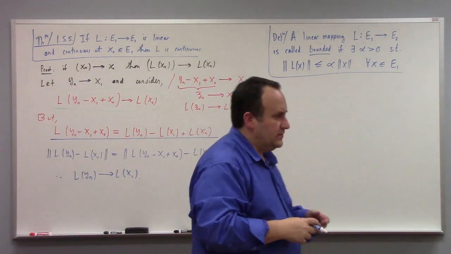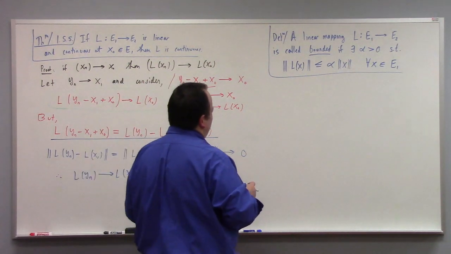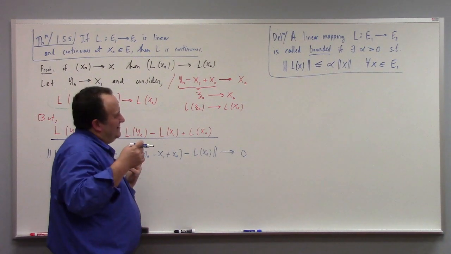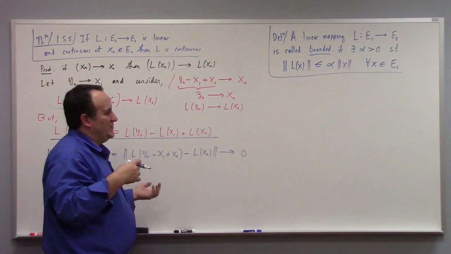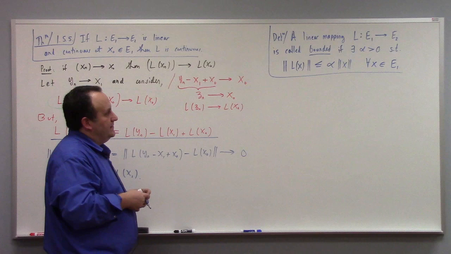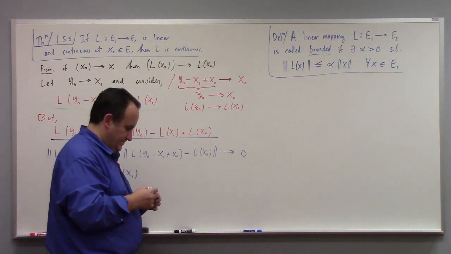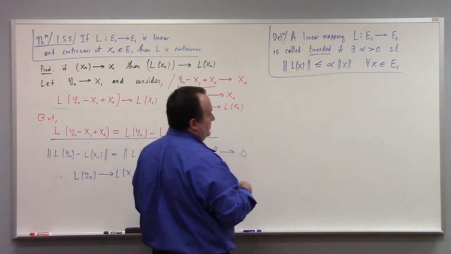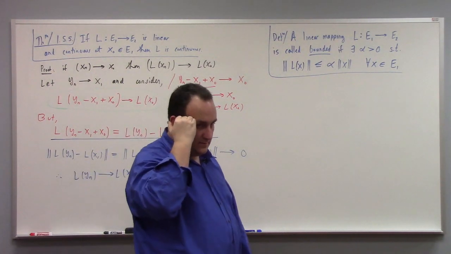Let's see here. So what's that saying? It's saying the output of the linear map is, in terms of size, at most some kind of scalar multiple of its input, right? Well, the norm of x doesn't have to be bounded.